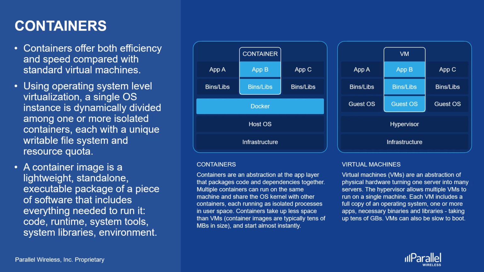Whereas in comparison, VMs are an abstraction of physical hardware, turning a physical server into many servers. A hypervisor allows multiple VMs to be created on a physical server. Each VM in turn includes a full copy of an OS called the guest OS, one or more apps on it, and necessary binaries and libraries, taking up to several GBs of memory. Thus, VMs are heavy and slow to start and may take several minutes to start and maintain.